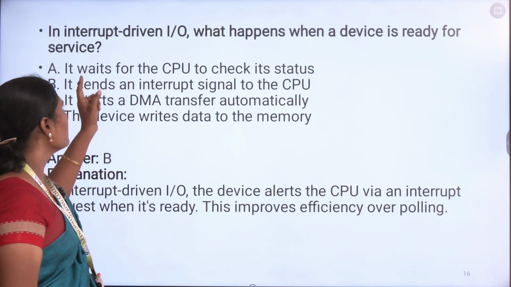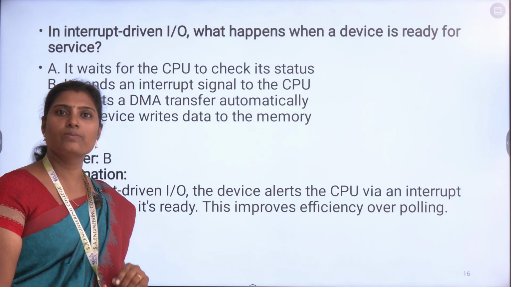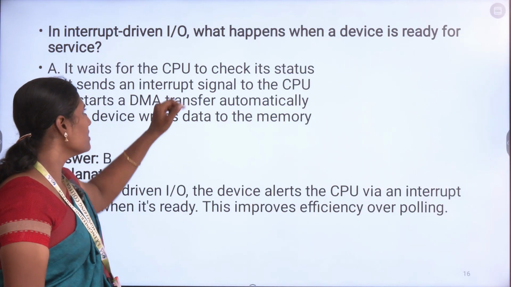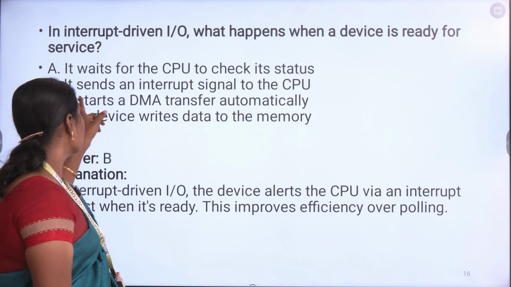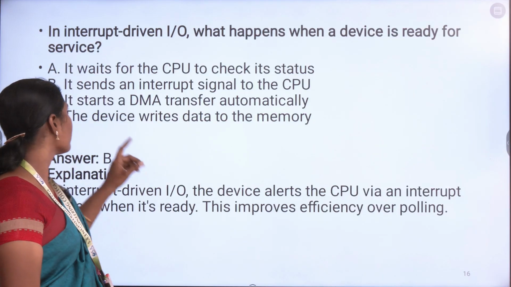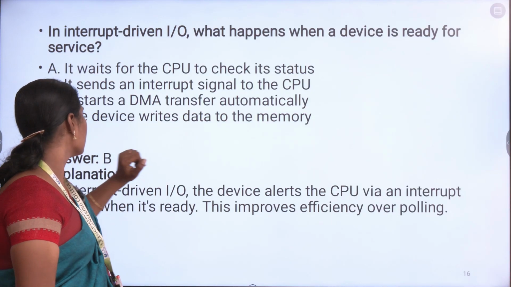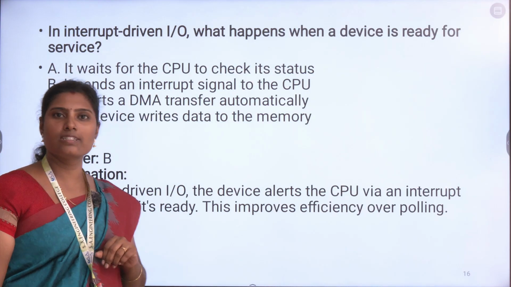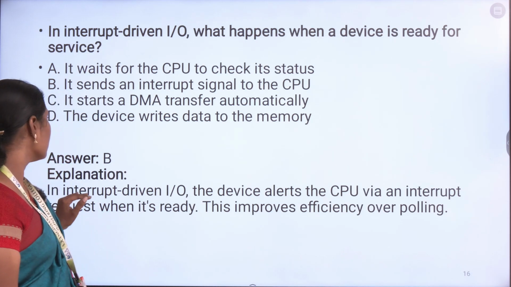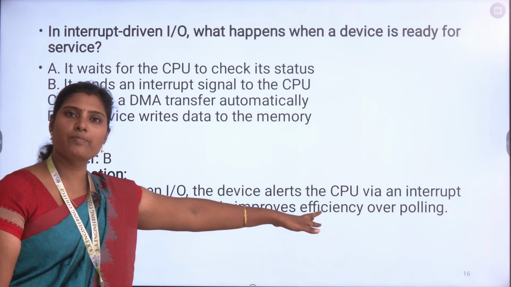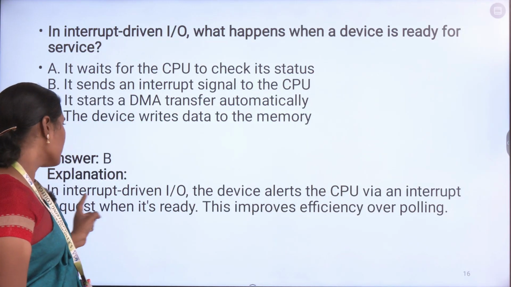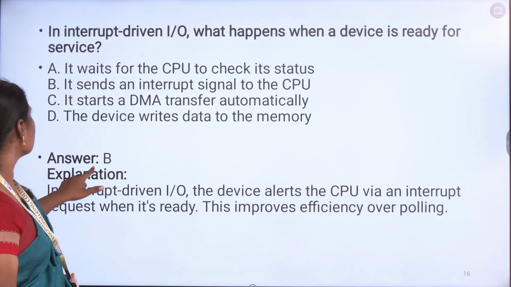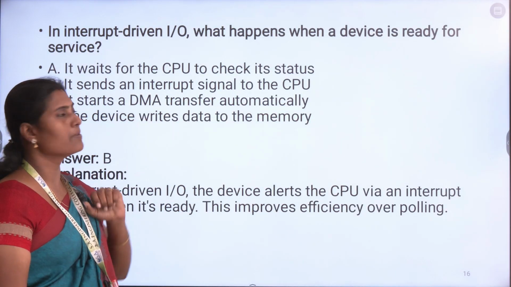The next question: in interrupt-driven input-output, what happens when a device is ready for service? The options are: it waits for the CPU to check its status, it sends an interrupt signal to the CPU, it starts a DMA transfer automatically, and option D, the device writes data to the memory. The correct answer is answer B. The explanation is, in interrupt-driven input-output, the device alerts the CPU using an interrupt request when it's ready. This improves the efficiency over polling. So the option is B, it sends an interrupt signal to the CPU.